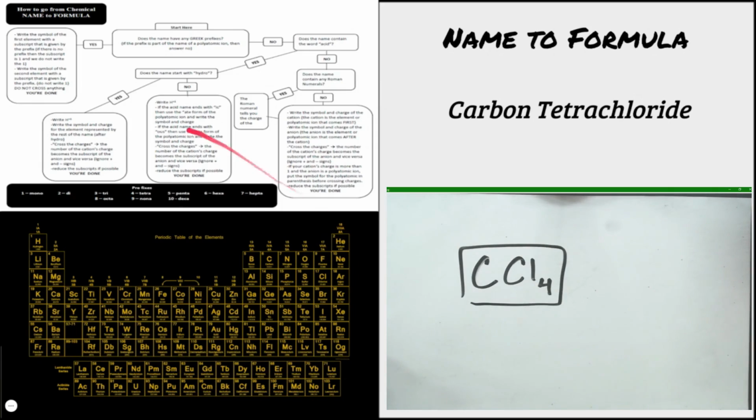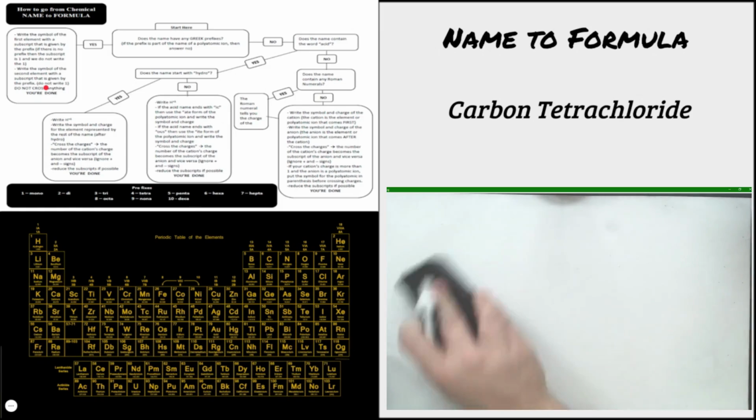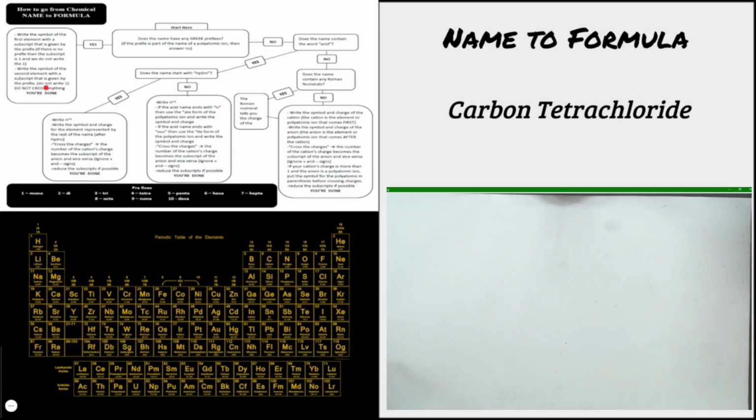Notice this does not say anything about crossing charges or crossing anything. It doesn't say anything about reducing anything either. You simply write that down and you're done. All right, so for these, you should be able to recognize that that was a binary covalent compound. They're the easy ones. All right, Dinitrogen Tetroxide.